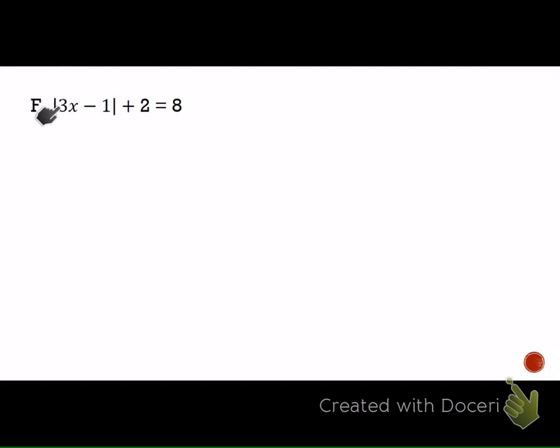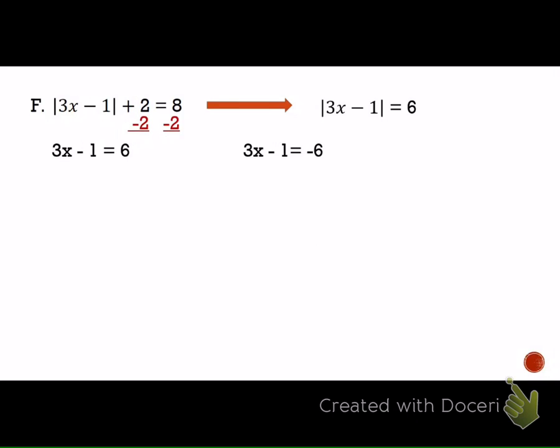You got to get the bars, the absolute value symbol, by itself before you can do the plus and minus. So yes, I'm going to subtract 2, and this is actually the absolute value of 3x minus 1 equals 6. Now we have to find the solutions. 3x minus 1 equals 6, and 3x minus 1 equals negative 6. Perfect. You guys are getting the hang of it.